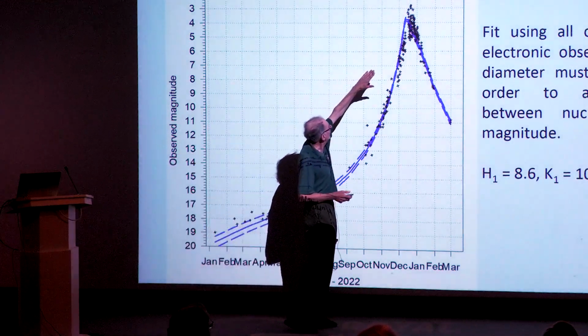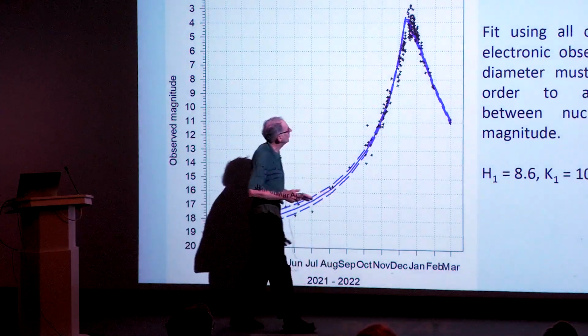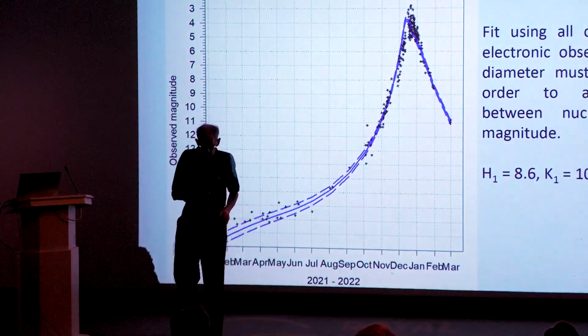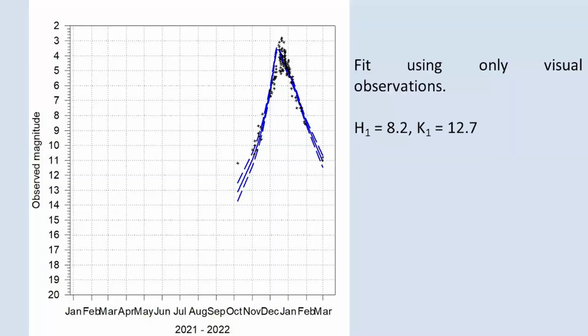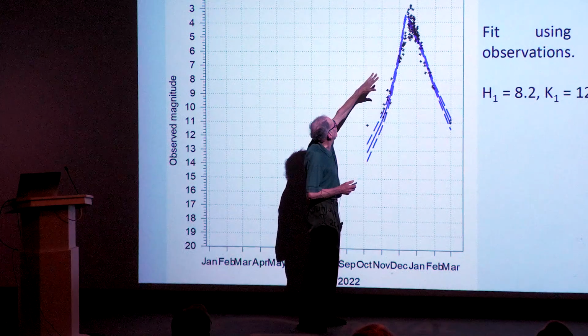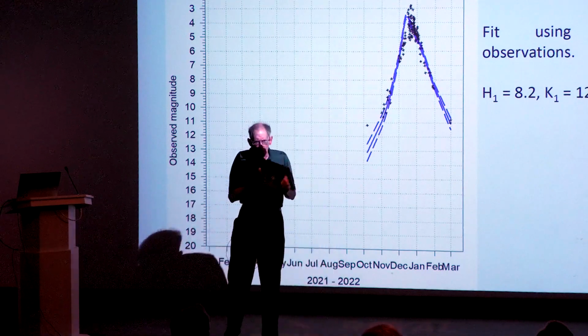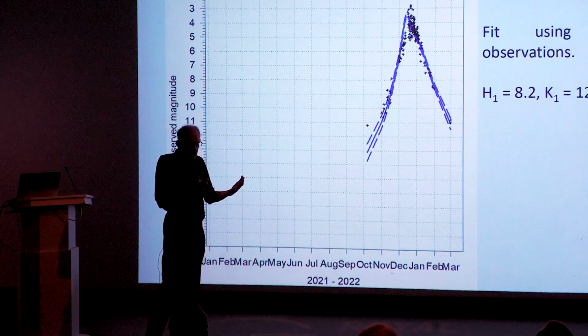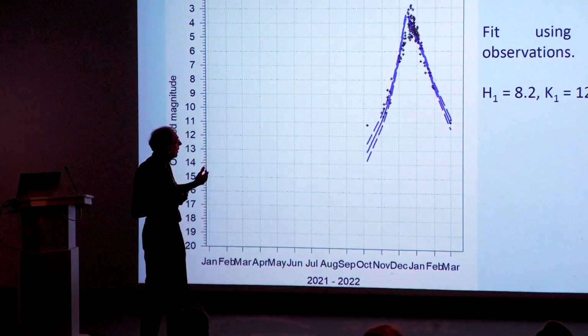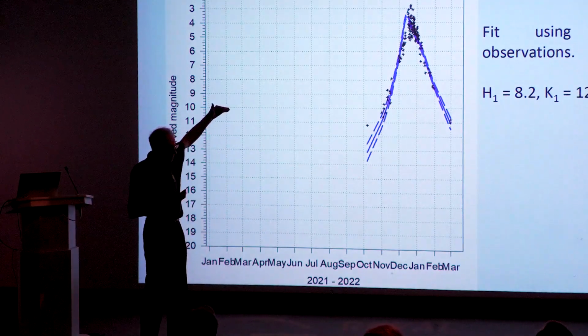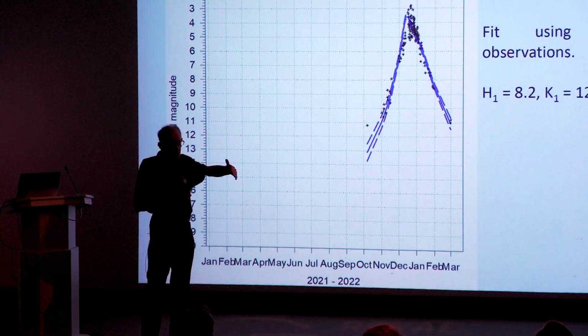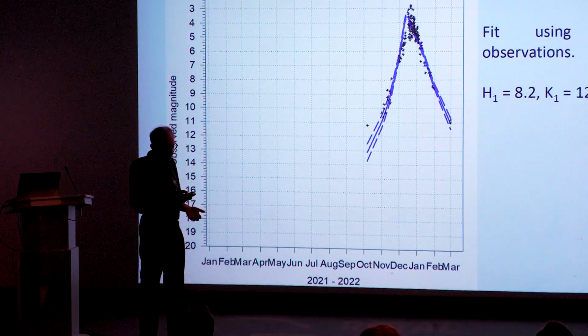And particularly when it's at its brightest, the observations seem to be quite a bit brighter than the mean curve. So if I just use the visual observations, we get similar parameters, slightly better fit at the top, but there's still something going on there. Was this an outburst of the comet, which is certainly possible, or is it just visual observers switching to smaller apertures and therefore reporting brighter magnitudes?